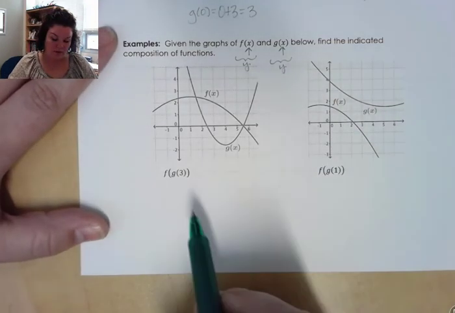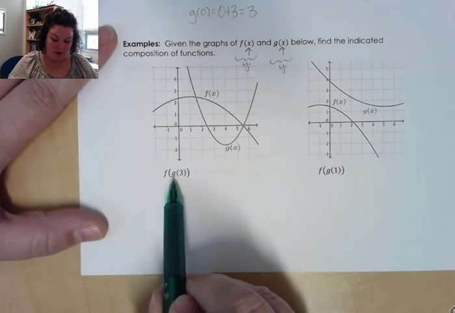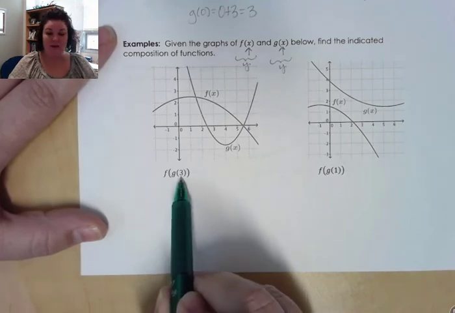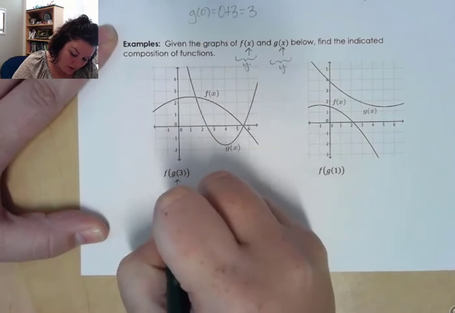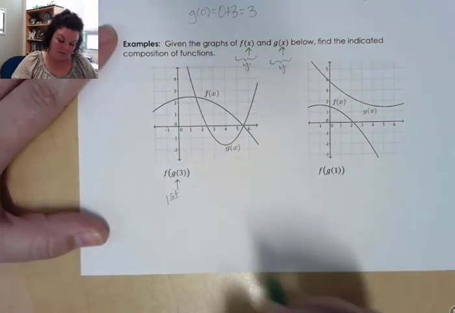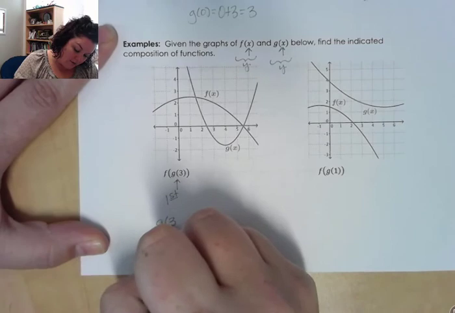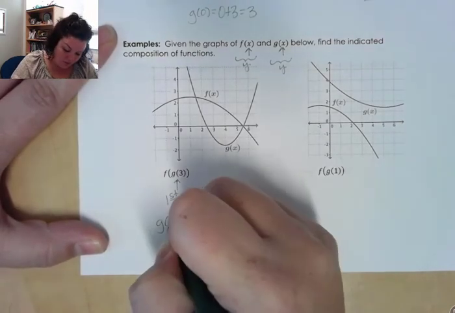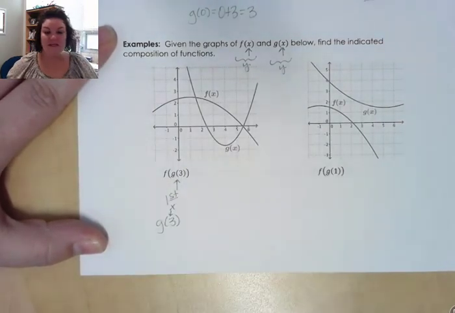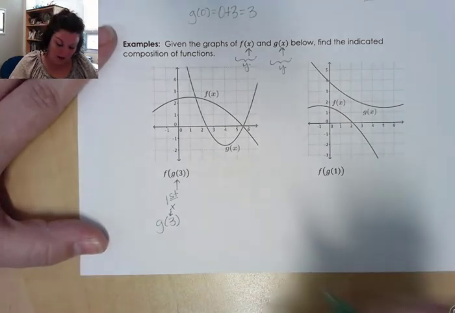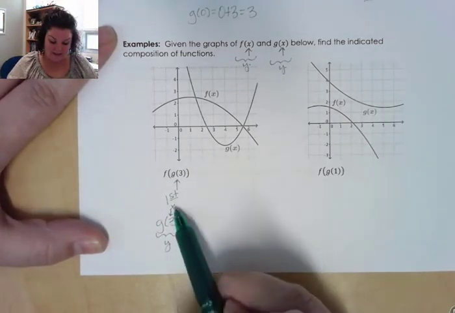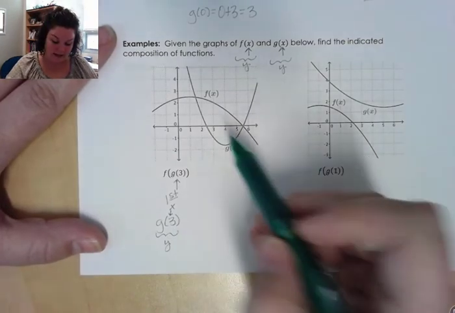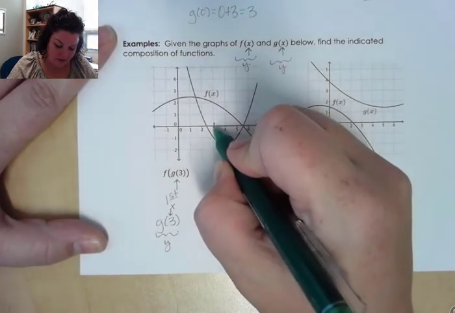So let's look at this first one. We have f composed with g evaluated at 3. Just like before, whatever is in here is what I want to do first. So I need to figure out what g of 3 is. If 3 is inside my parentheses, that's my x. So I want to figure out what the y value is when x is 3. So I go to where x is 3, which is right here.